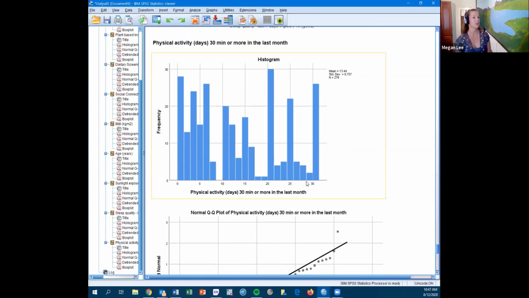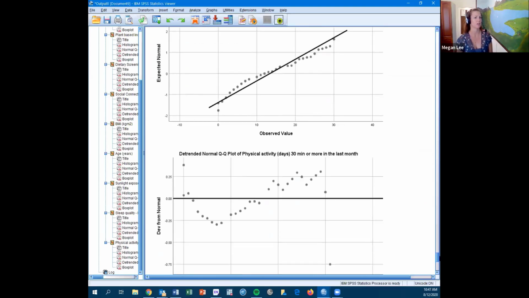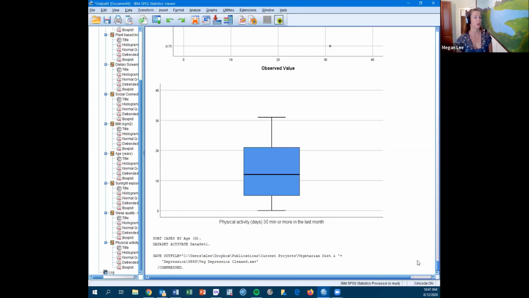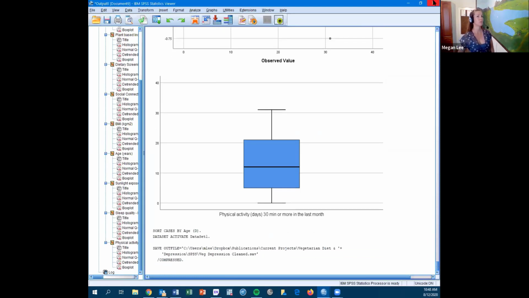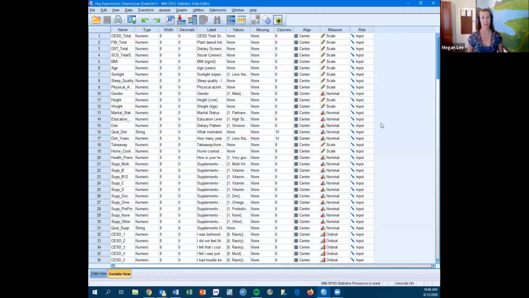Cool. Physical activity. It's looking weird, but not so bad, because people do tend to do all different types or amounts of physical activity. It's very variable, but it doesn't have any outliers, so that's a good thing. And that's our assumptions testing done for now. The rest of it will be in our regression analysis. Any questions about assumptions before we move on?